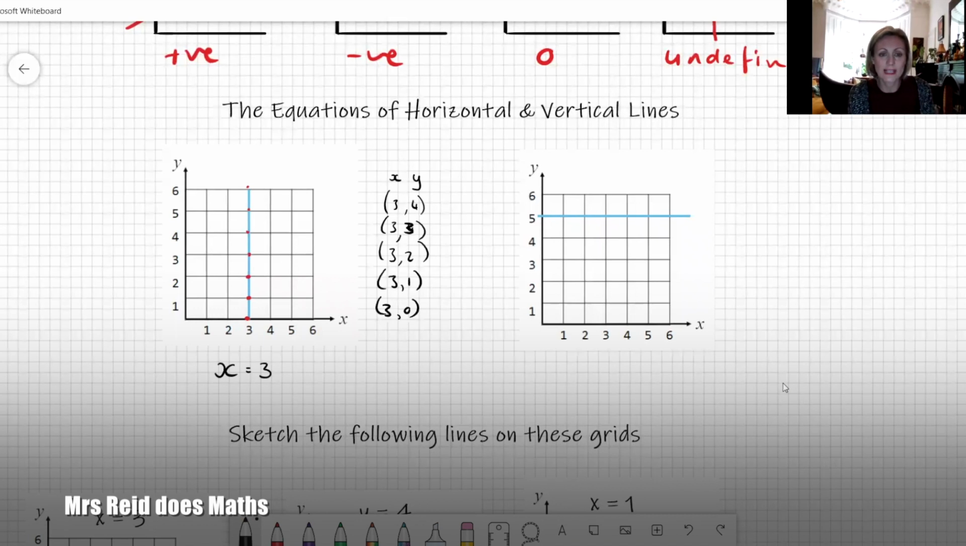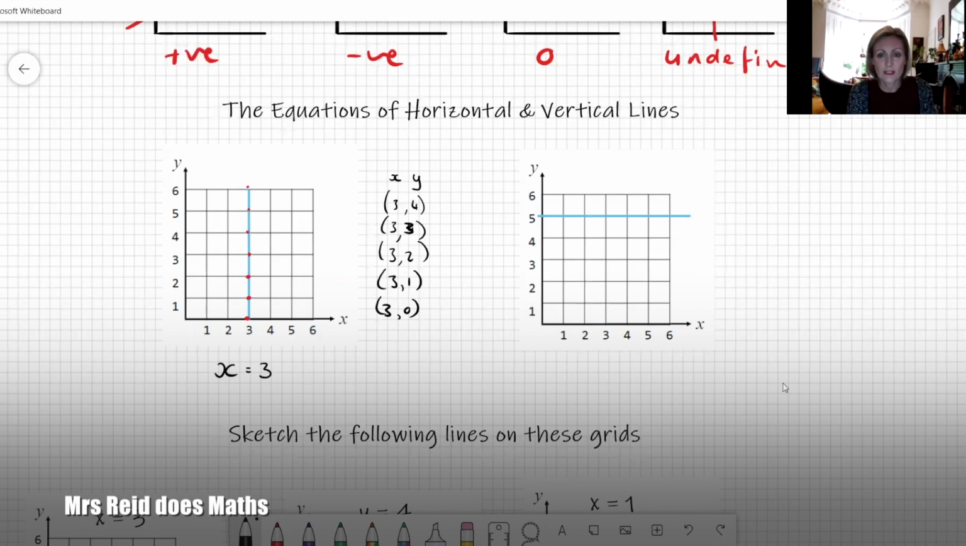It's 3 across in the x direction, okay? And the other thing is it's parallel to the y-axis. So x equals 3 is parallel to the y-axis. Now let's look at the other one, and perhaps you can already guess what it is. It's 5 up in the y direction, and it's parallel to the x-axis.